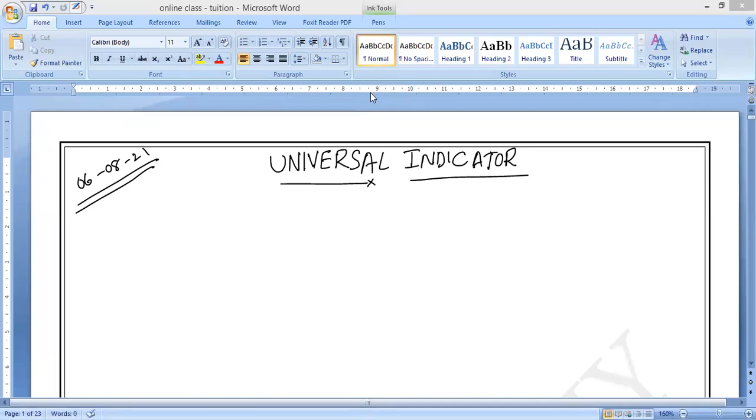Coming to the last class, we discussed what the pH scale is, as well as the pH values of some common substances. Is it correct? Please respond and be active.